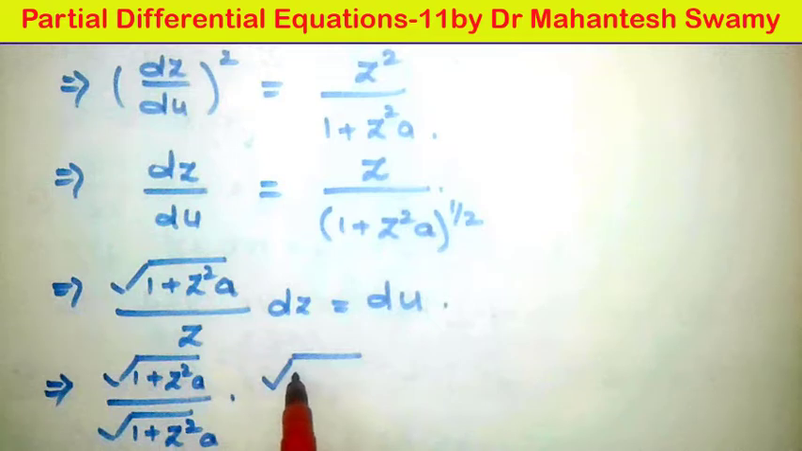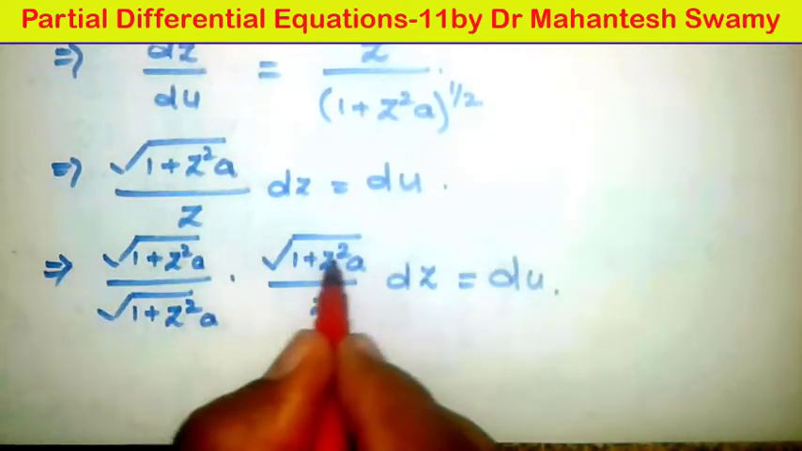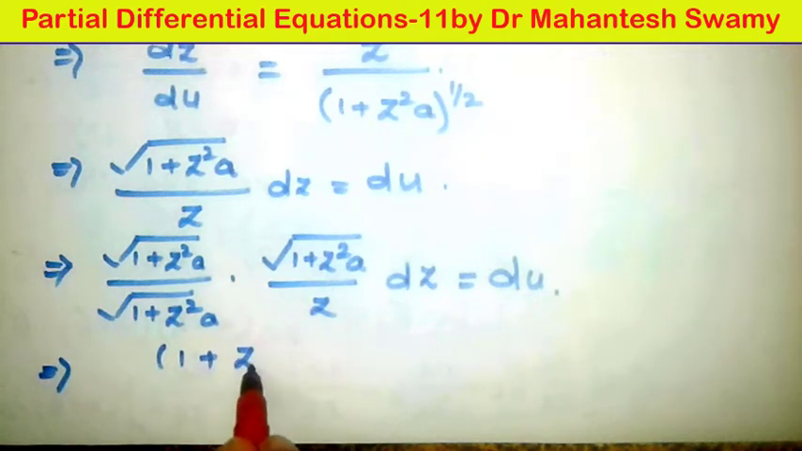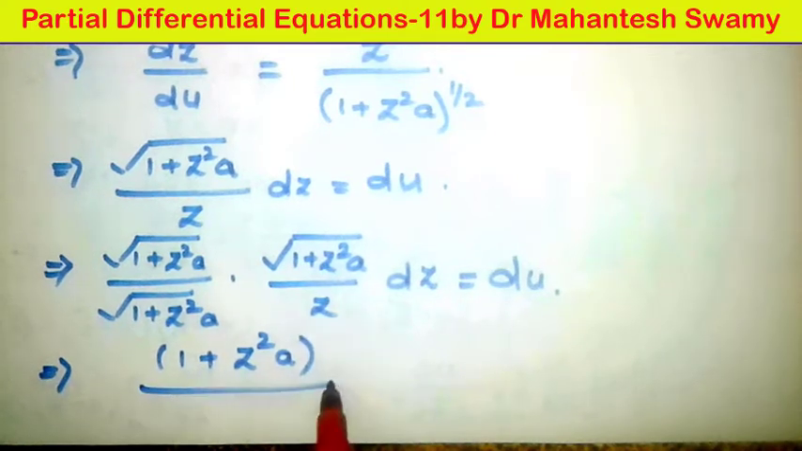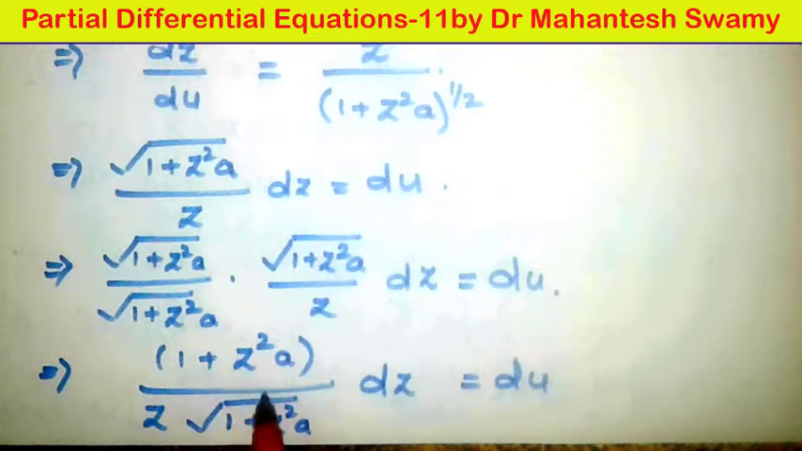What is the existing quantity? Root of 1 plus z square a divided by z dz as it is in front of that, and that is equal to du. Now this root into root becomes full, therefore it is 1 plus z square a divided by z root of 1 plus z square a into dz, that is equal to du. So we have multiplied the numerators and written it as 1 plus z square a bracket divided by, we have multiplied these two and written like this.